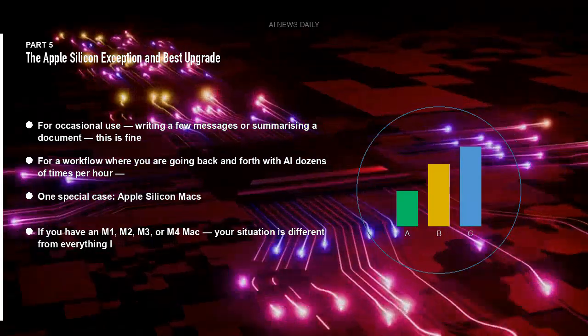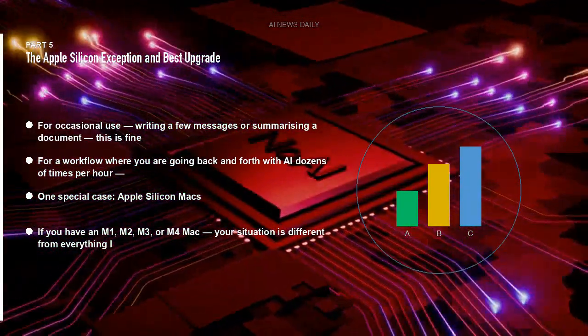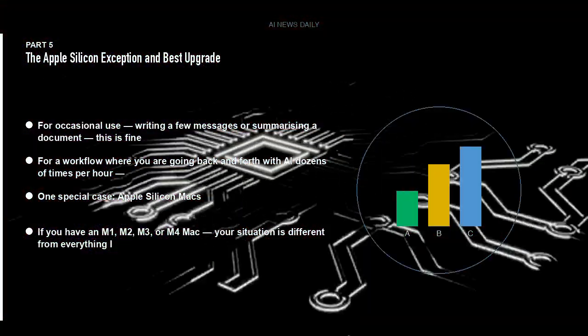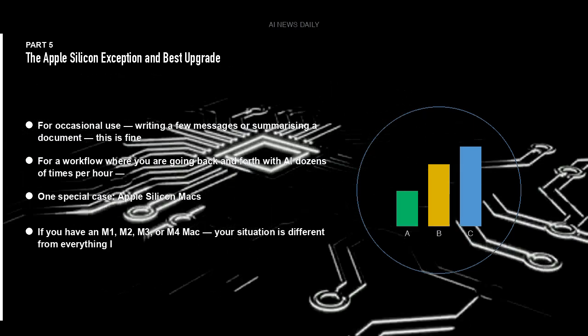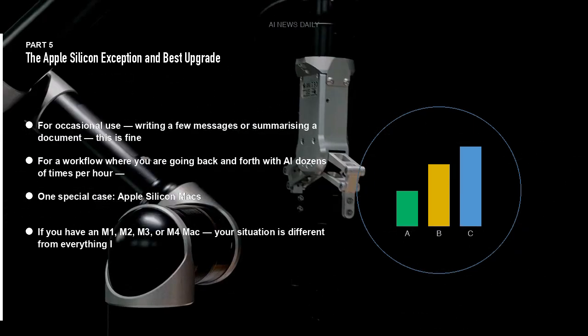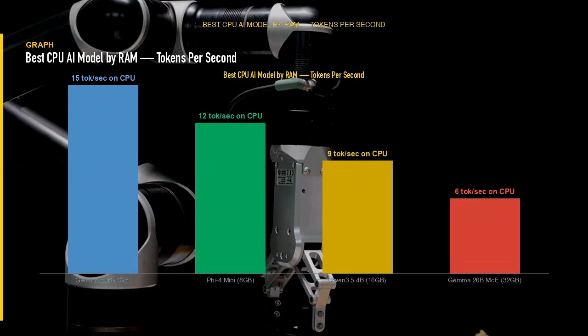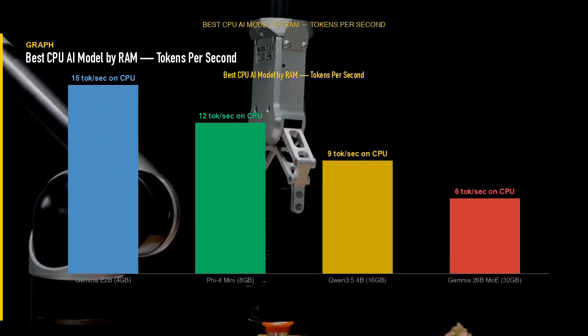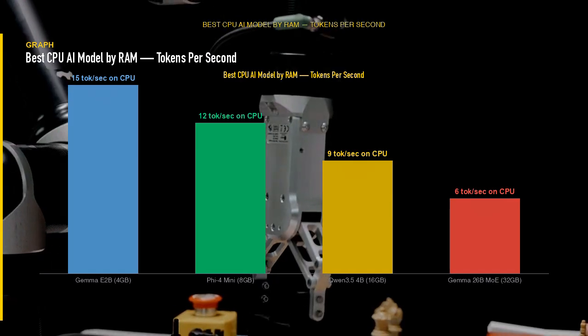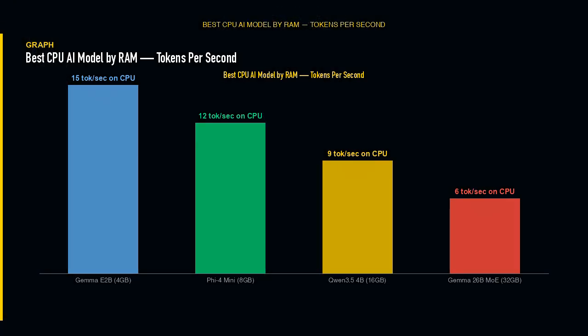Here is the honest bottom line. CPU-only local AI in 2026 is useful. It is not cloud AI. It is slower. It is less capable at the frontier. But it is private. It is free after download. It works without internet. And for a growing number of everyday tasks, summarizing documents, drafting messages, answering questions about your own files, the models available at 8 and 16 GB of RAM are good enough to be genuinely valuable.